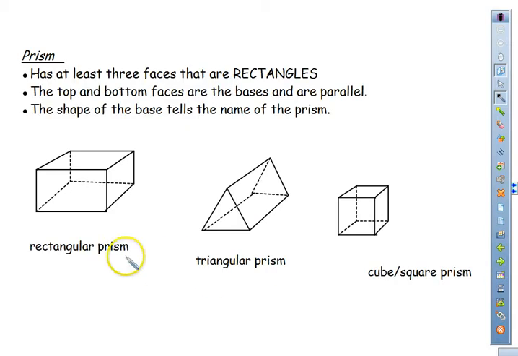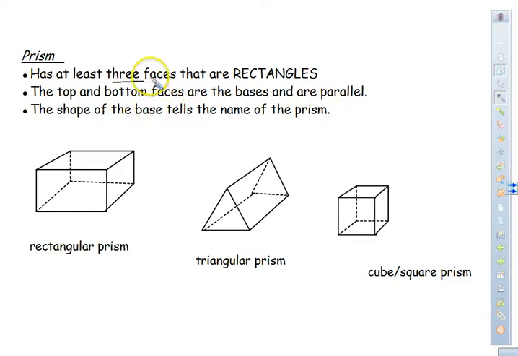Go ahead and hit pause and copy down this information. Now, on a prism, it has at least 3 faces that are rectangles. At least 3. The top and the bottom faces are the bases and are parallel. The shape of the base tells the name of the prism.